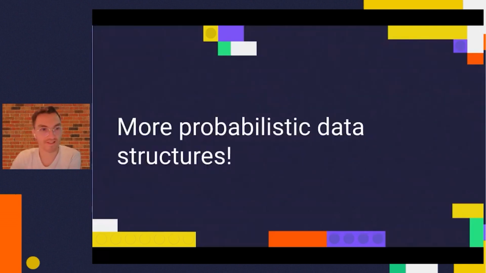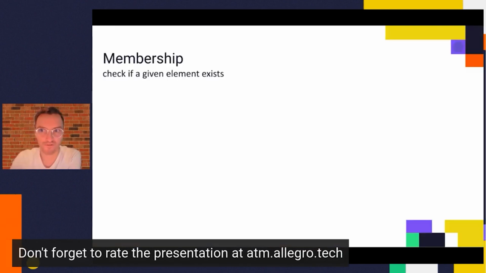And I think it's time to discover some more probabilistic data structures and see what the web has to offer to us. So the Bloom filter, which we discussed, is a classical membership data structure. So we check if a given element exists, and Bloom filter could tell us whether it belongs to the data set.